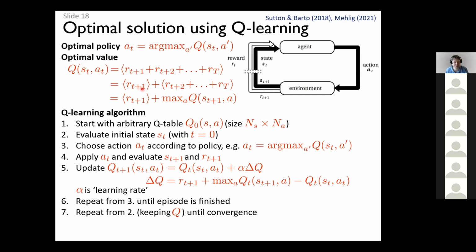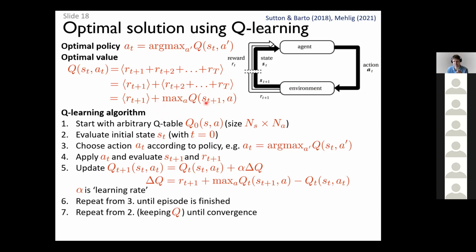And this we can rewrite as the immediate expected reward plus the sum over following rewards. And since we follow the optimal policy, this means that after the current state, we will take an action according to the maximum of Q, and this action will have the value, the maximum of Q at the next state.